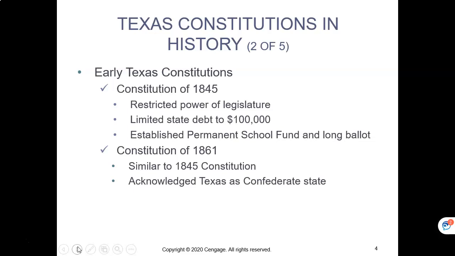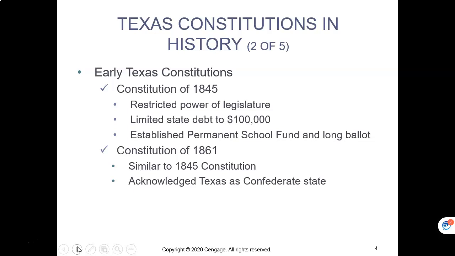They established a permanent school fund. So they decided that there would be financial support for public schools that would come from the state of Texas. And one of the ways that they funded that was through the permanent school fund. So when income would come in, some of it would be set aside specifically for schools.